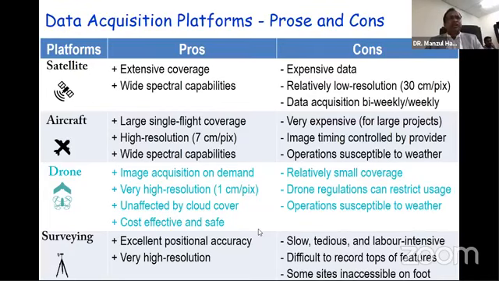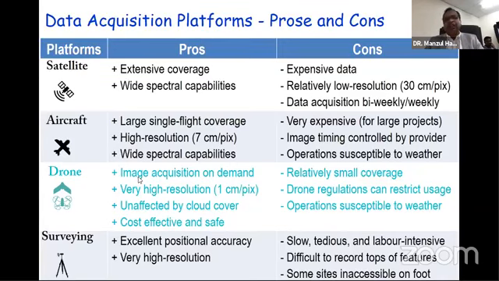But drone is image acquisition on demand. Satellite or aircraft, you cannot do on demand, you have to plan ahead. But drone, it is with you, you can do acquisition anytime. Very high resolution, up to 1 centimeter. No effect of cloud. Satellite has a problem with cloud, aircraft has a problem with cloud. Cost effective and safe. But the limitations are relatively low coverage, and drone regulations can restrict operation.